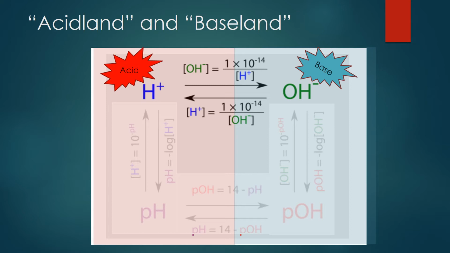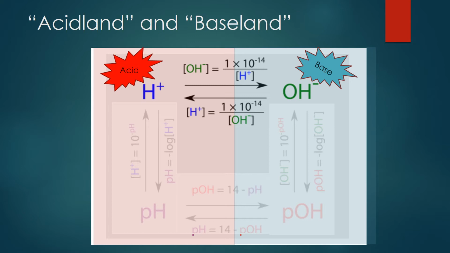So when we're looking at acid land and base land, I like to think that there's a couple of bridges that you can use to get from one land to the other. The first one we already talked about the other day, looking at that Kw. So if I want to go from the concentration of hydronium, or just hydrogen ions, sometimes expressed that way, I'm going to use that Kw value.